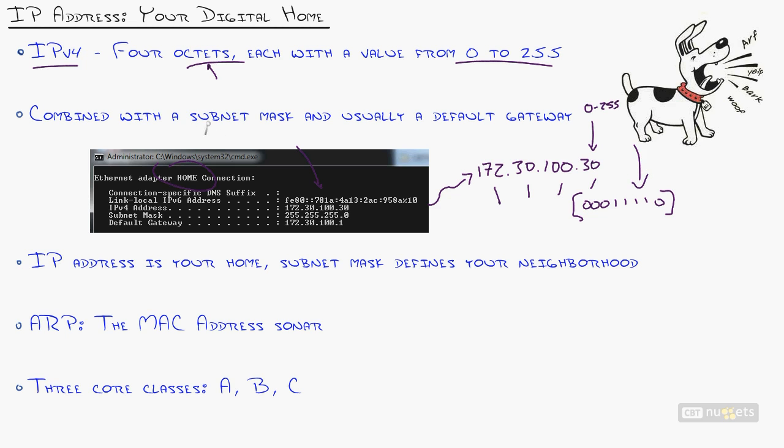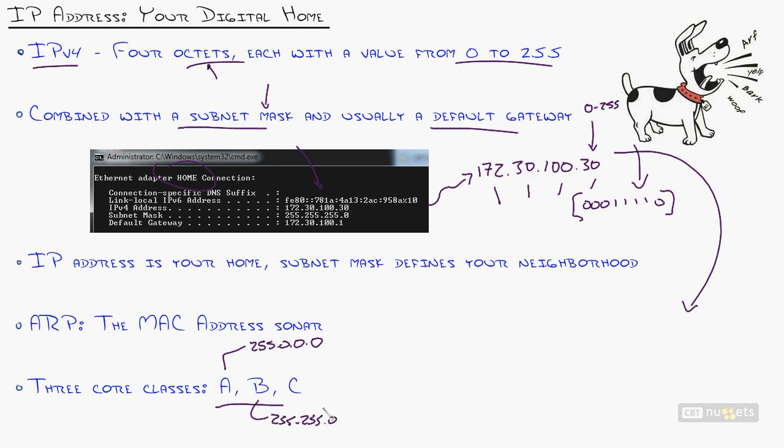Now, this IP address is always combined with a subnet mask and usually a default gateway to really give it meaning. The subnet mask is what tells the division of an address as to what represents the network and what represents the host. Now, before we get into custom subnetting in the binary, I'm going to start off with the 3 core classes of IP addresses: Class A, Class B, and Class C. Class A addresses have the default subnet mask of 255.0.0.0. Class B, 255.255.0.0. And Class C, the most popular subnet mask in the world, 255.255.255.0.